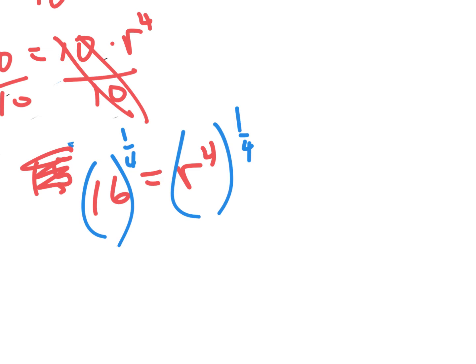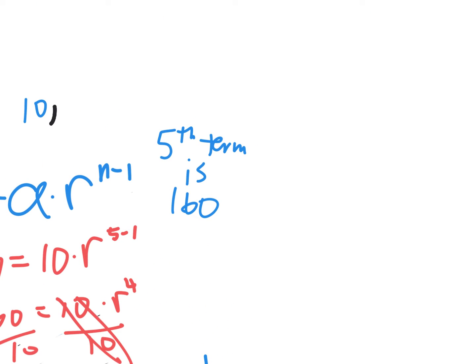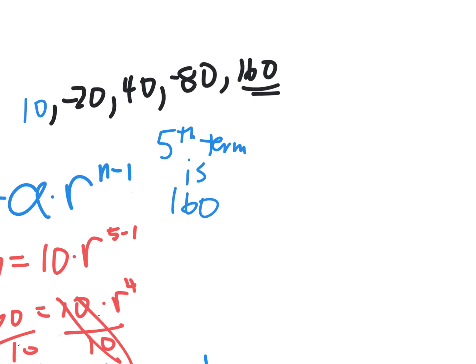Seems like 2's right. Anybody have any ideas what's going on? Alec? It's plus and minus 2. You could be multiplying by a negative. 10 times negative 2 would be negative 20, times negative 2 would be positive 40, times negative 2 would be negative 80, times negative 2 would be positive 160. It still comes out positive. So it could be plus or minus.